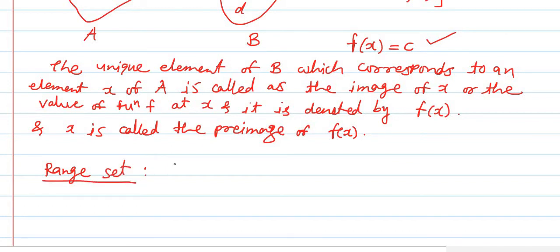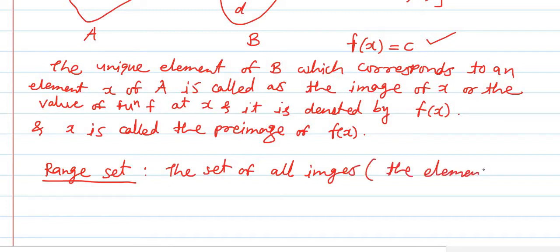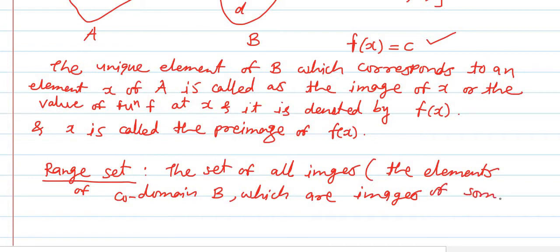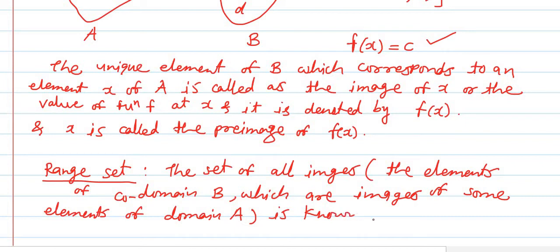If we consider the set of all images, meaning the elements of codomain B which are images of some elements of domain A, then that set is called the range set.